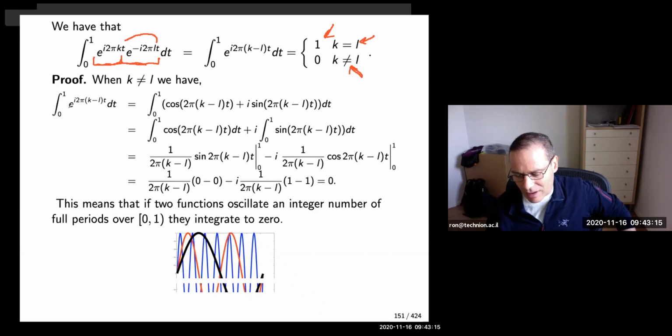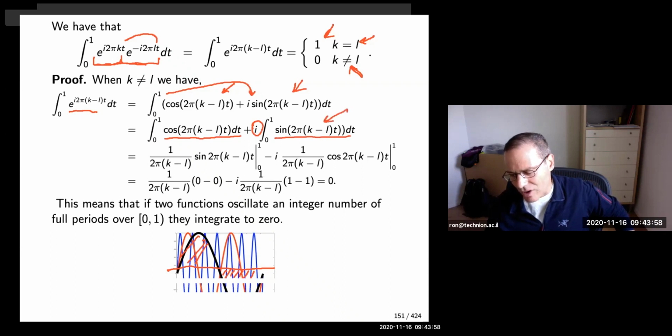Let's write the complex exponent as its real part and its imaginary part, okay? And remember, the intuition was that integrating over the real and the imaginary part would cancel out unless k is equal exactly to l. So if I integrate in parts what is written over here, then I can push the integration into the imaginary part. I can take the imaginary part out. And what I have here is integration over cosine and integration over sine.